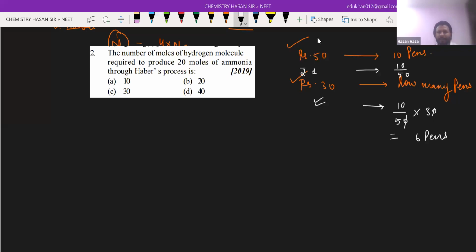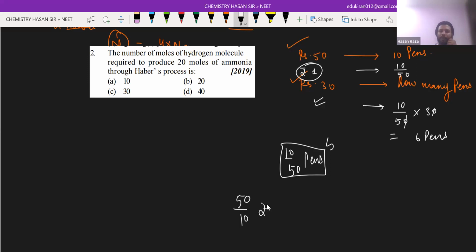Very good. 50 into 10. No, it will be 10 by 50, right? Wait a minute. No, not 15 by 10. For 1 rupee, you will get 10 by 50 pen. You just did the opposite of this. You wrote the value of money, 50 by 10 rupees, for 1 pen. Right, Furqan?